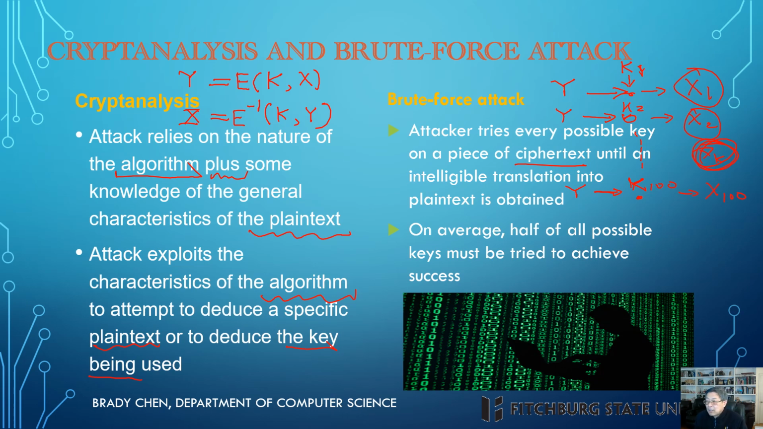Then we can use the key to decrypt any other ciphertext. On average, half of all possible keys must be tried to achieve success, and this is based on statistics. For example, if the total number of keys is 100, then statistically you can hopefully get the key by trying half of these total keys.